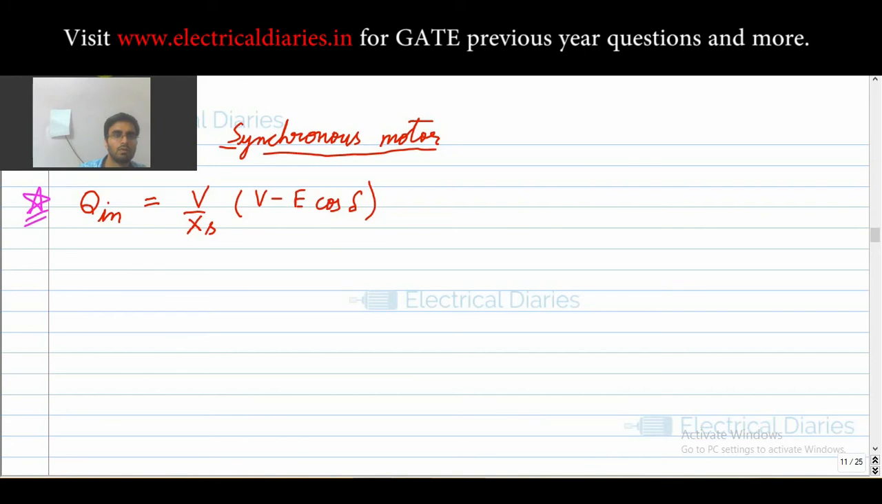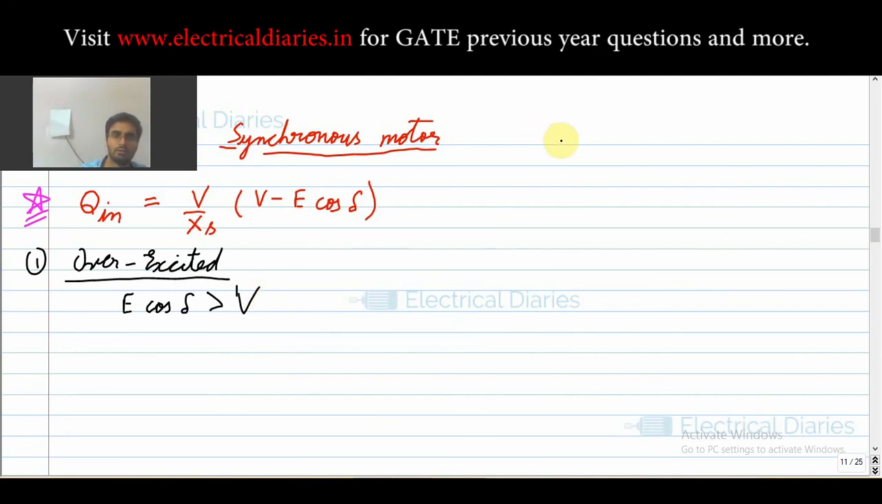Now what we have to observe is, first case, when do we say that the motor is overexcited? The motor is overexcited when E cos delta is greater than V. This you have to remember, that when E cos delta is greater than V, then we say that your motor is overexcited.